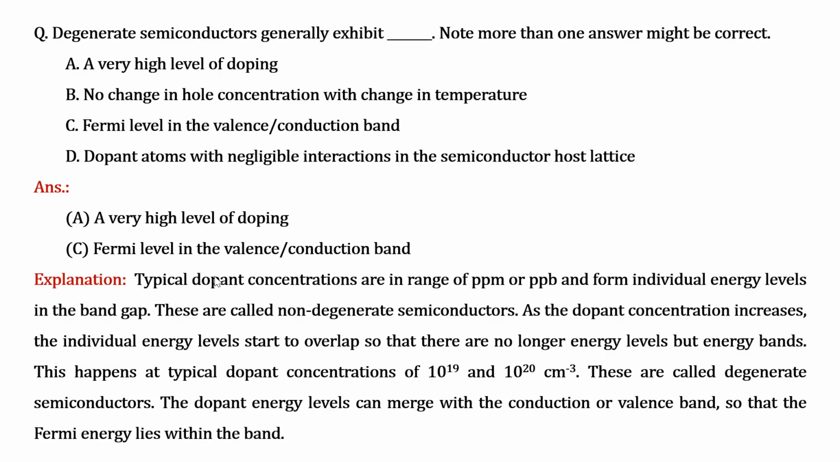So that is why options A and C are correct. Option B is wrong because whenever there is a change in temperature, an increase in temperature for example, it will make more electrons go from the valence band to the conduction band, and an equal number of holes will be left behind in the valence band. Similarly, whenever we introduce a dopant atom, it will have interactions with the semiconductor host lattice. Therefore, for this particular question, options A and C are correct. I hope it's clear to all of you.